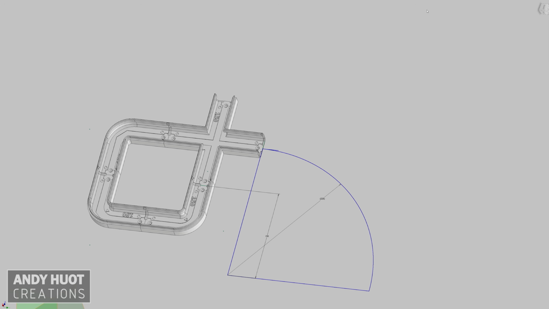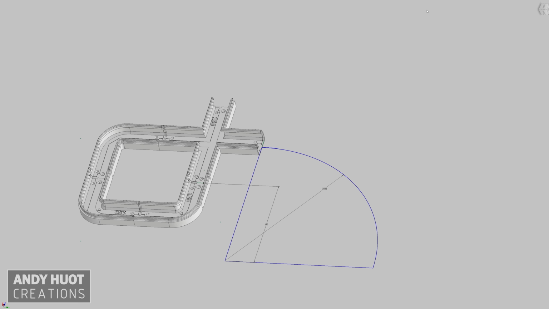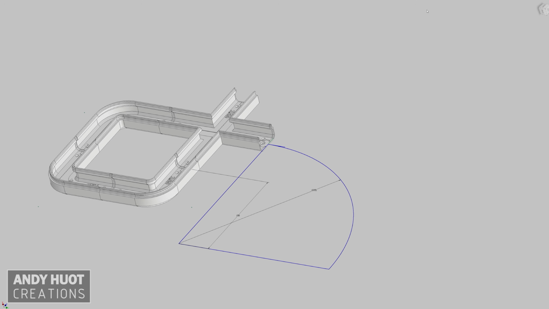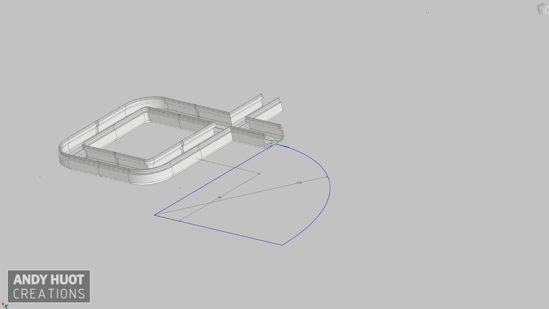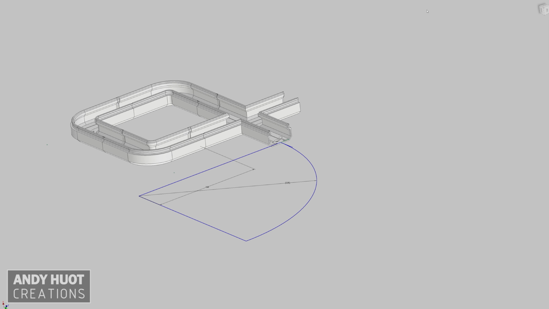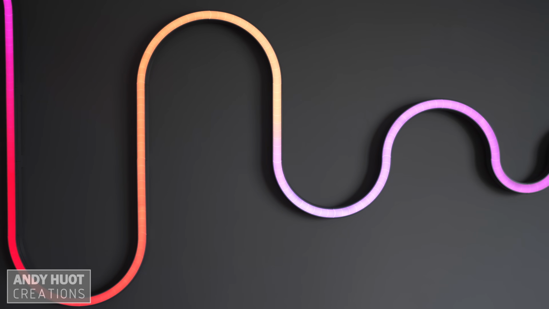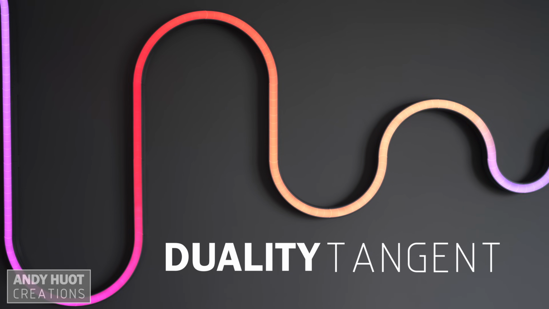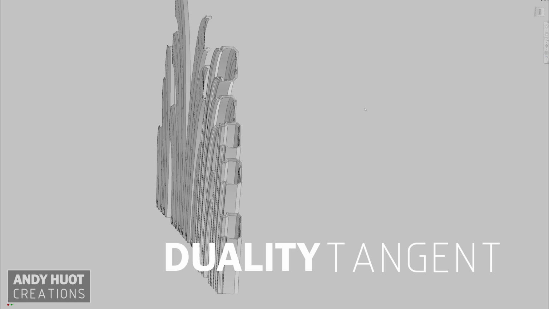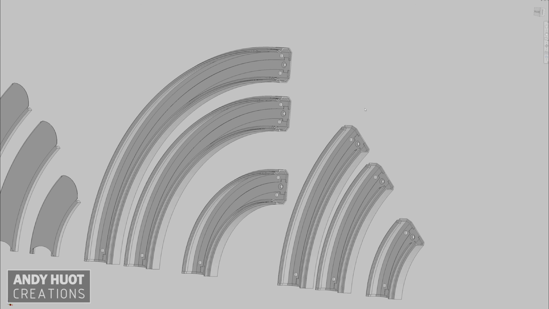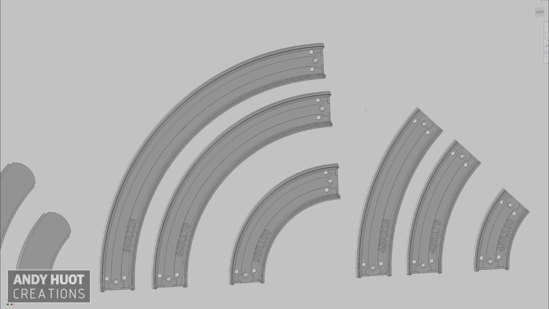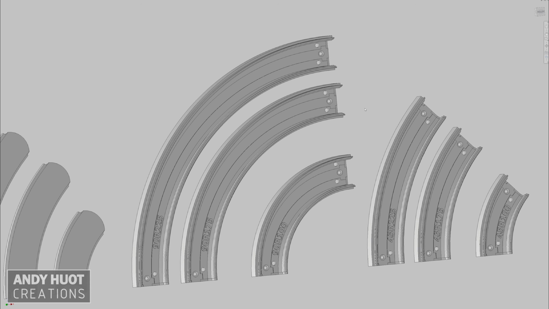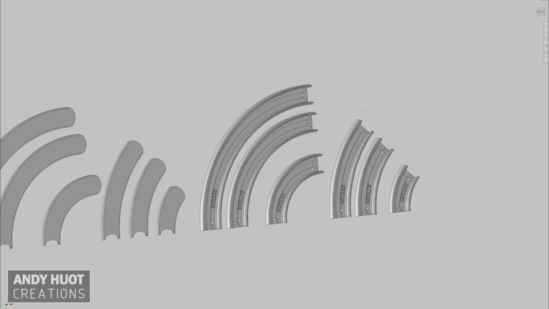Full radius turns have their own issues. They need to sync with the original track sections like T's and crosses, as well as remaining tangent to the adjacent sections. My solution is what I'm calling Duality Tangent, full radius turns with 3 different radii for both 90 and 45-degree turns. The options are radius of 225mm, 175mm, and 100mm.